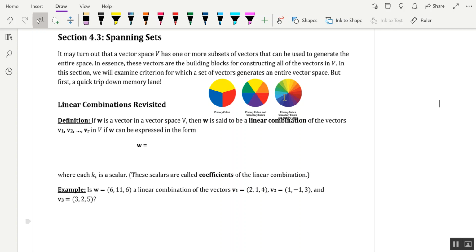So there's a strong connection between a span and linear combinations. So it's going to be a good idea to revisit the idea of a linear combination, and we'll do that right now.